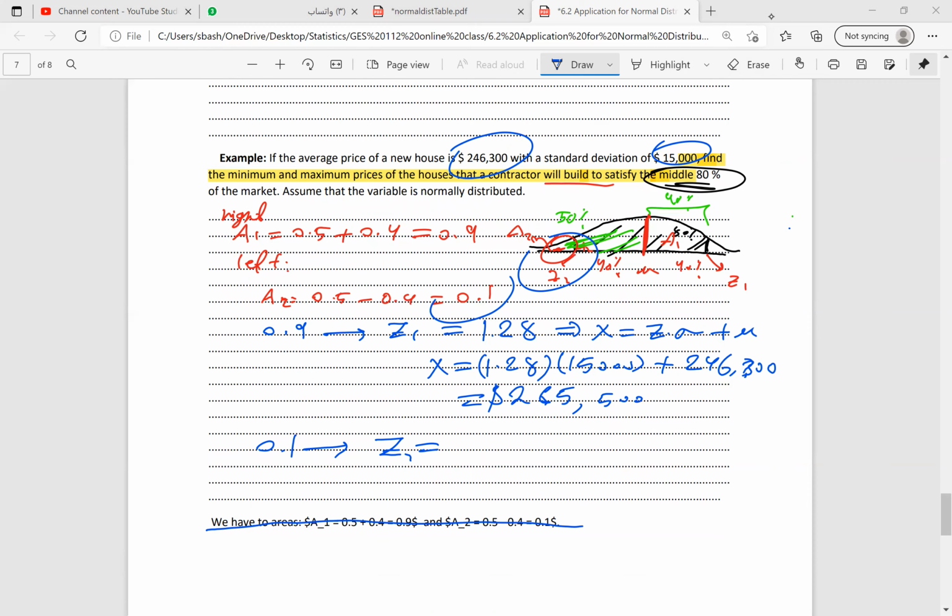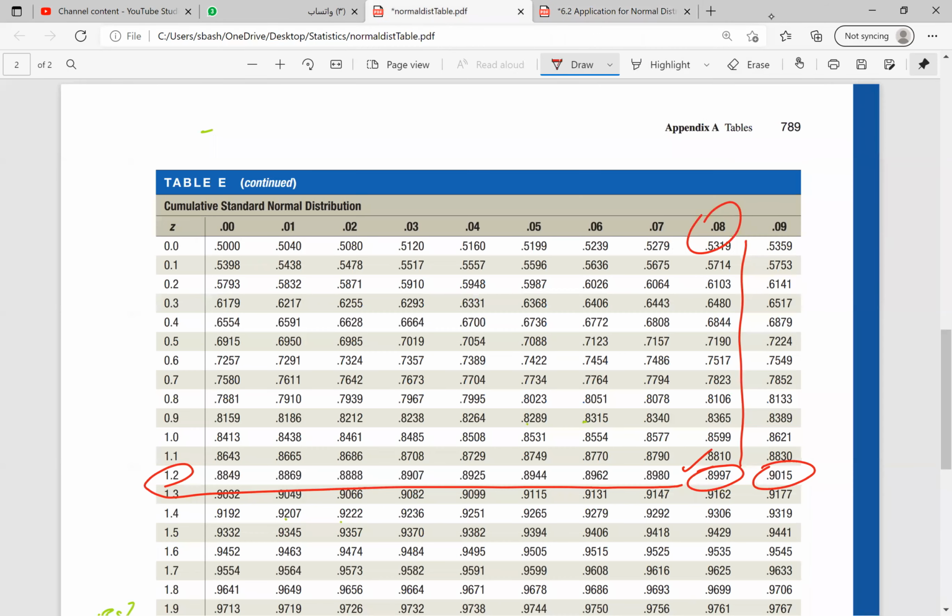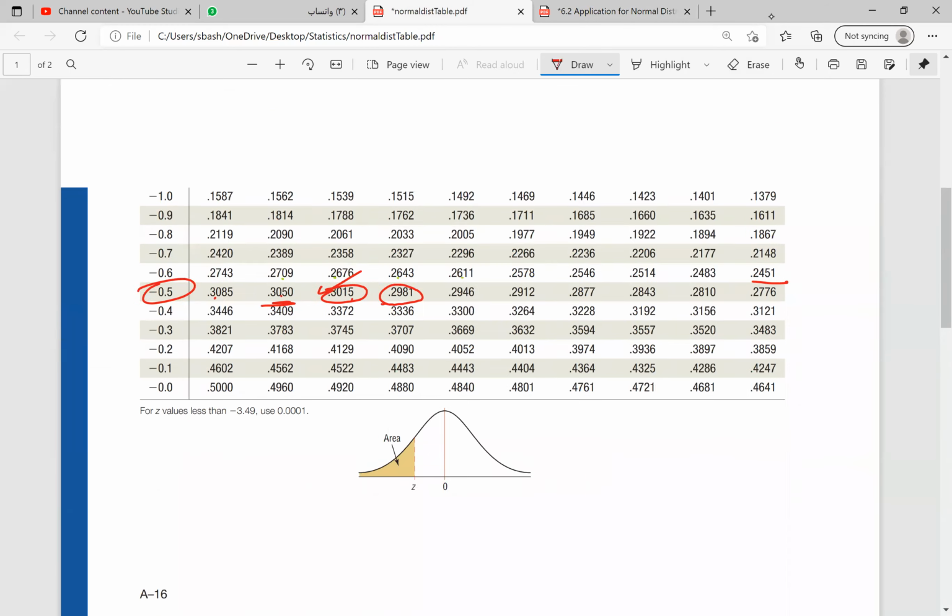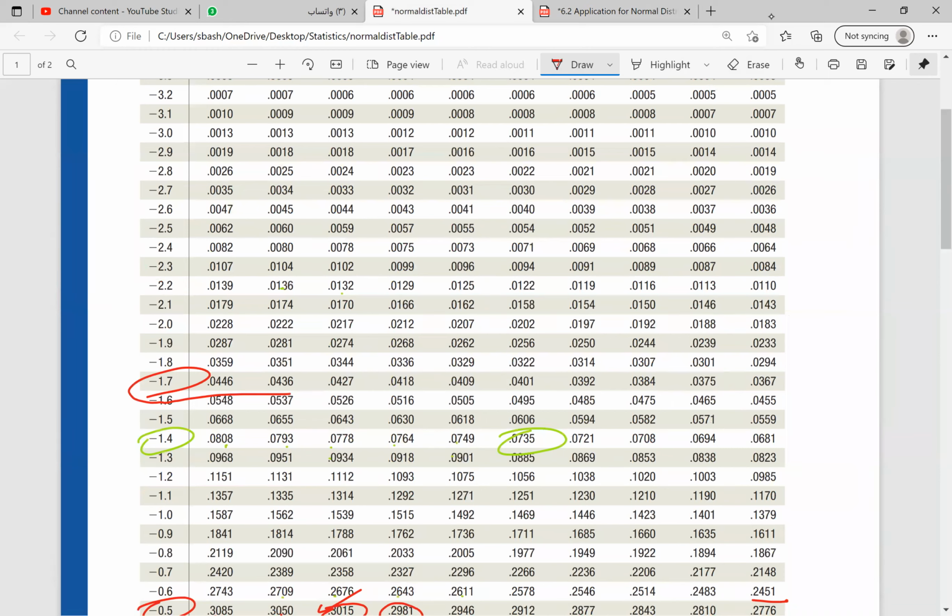So find the Z-score. It will be for 0.1 in the area. This is the area. It is not the Z-score. I need to find the Z-score. So let's find 0.1 in the negative side. So 0.1 will be, just look for that one.